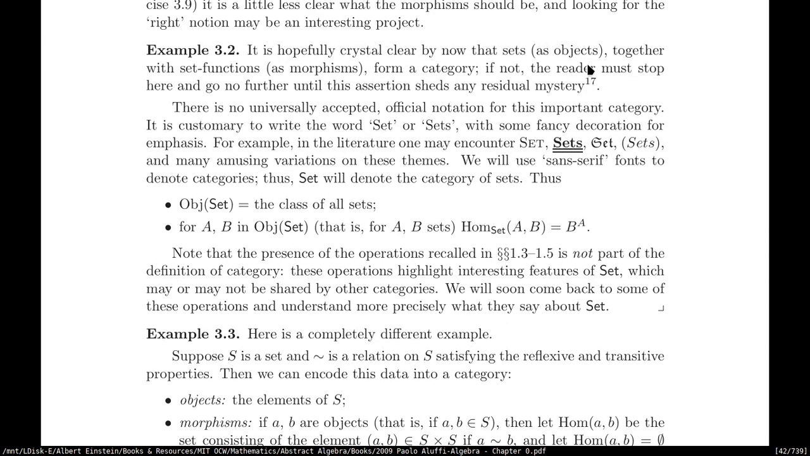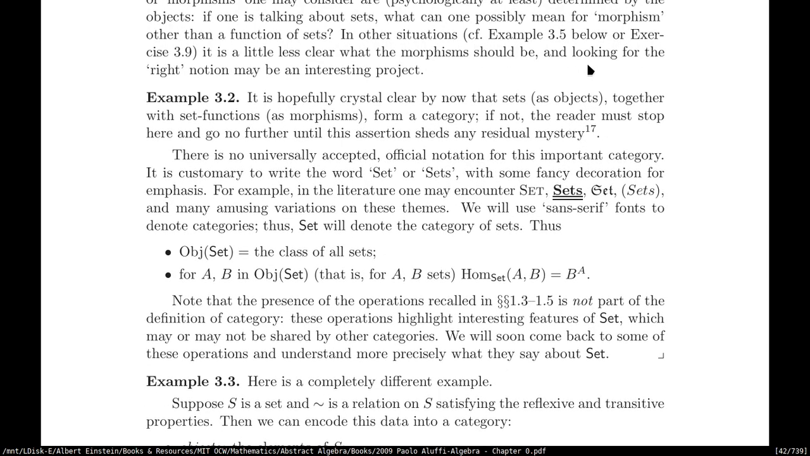So we have a few examples of what a category looks like. For writing categories, normally you'll have a different kind of font for the name of the category to distinguish it from just any other word. So here, this represents the category of sets, right? And here the objects are the sets, and the morphisms are the functions between these sets, right?